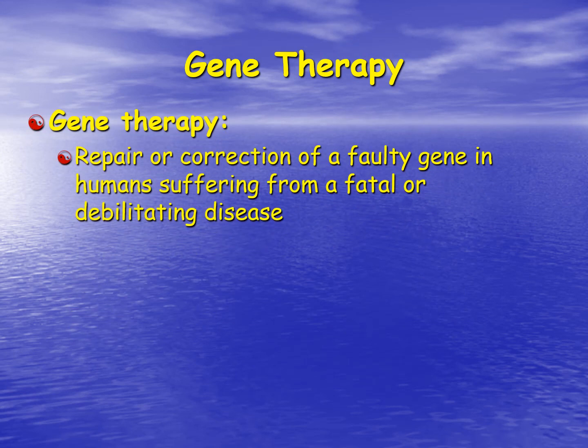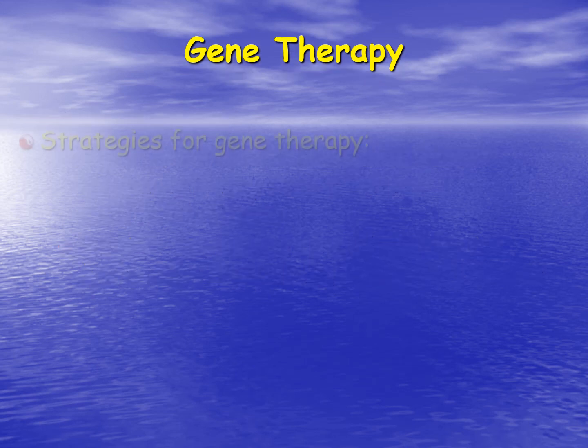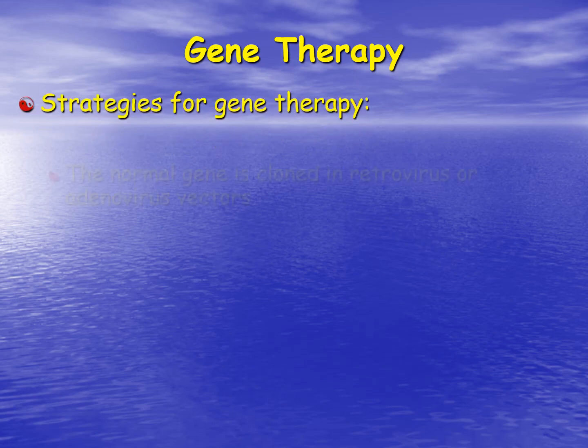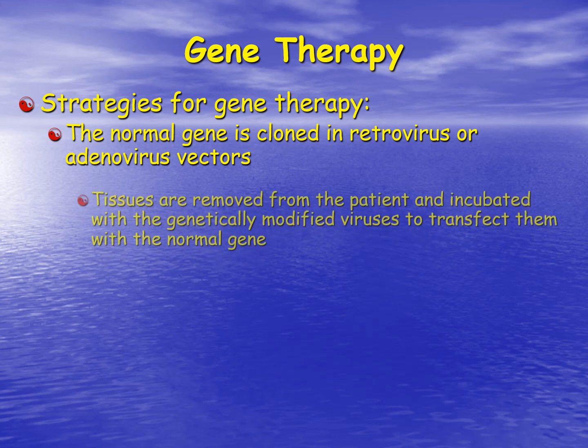So gene therapy is the concept to repair or correct the faulty gene in humans suffering from a fatal or debilitating disease. The benefit of gene therapy is it would provide a permanent cure of the physical dysfunction by repairing the genetic defect. A strategy for gene therapy is that the normal gene is cloned in either retrovirus or adenovirus vectors.